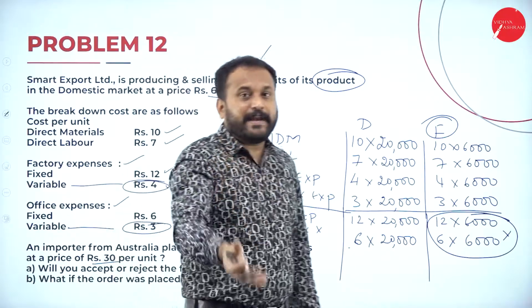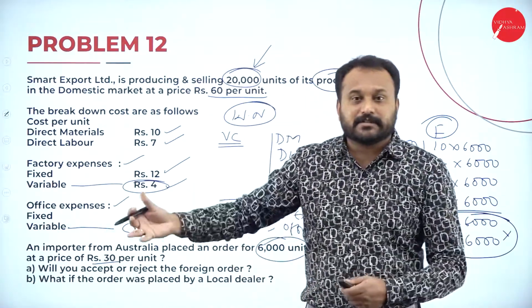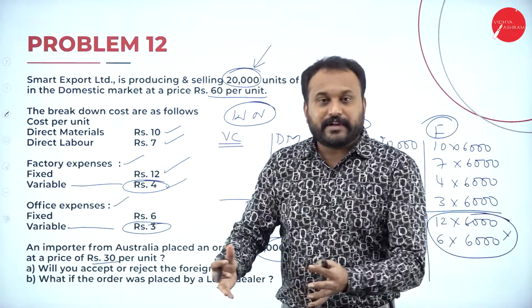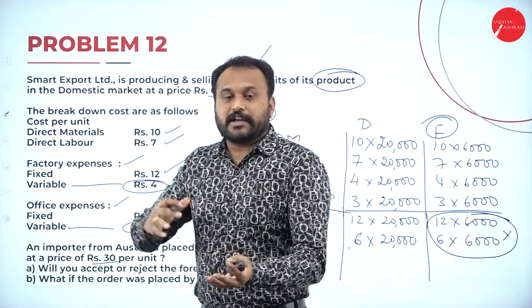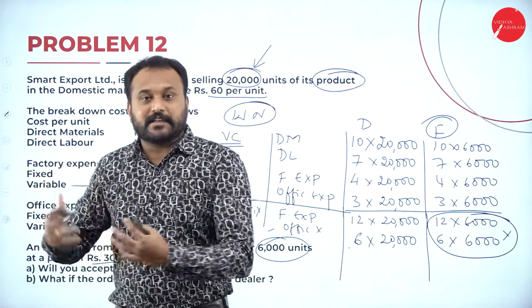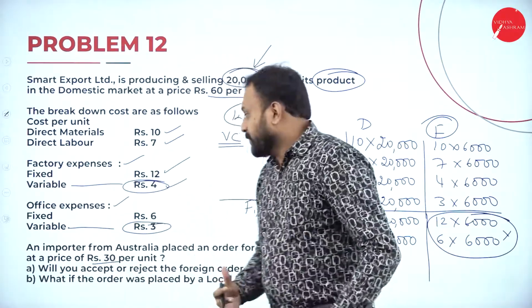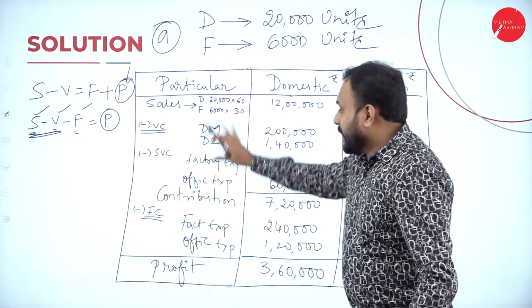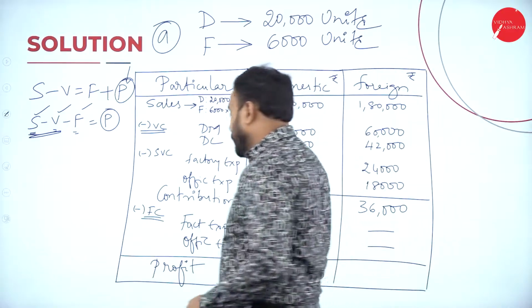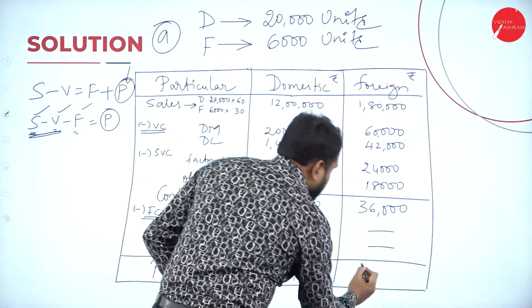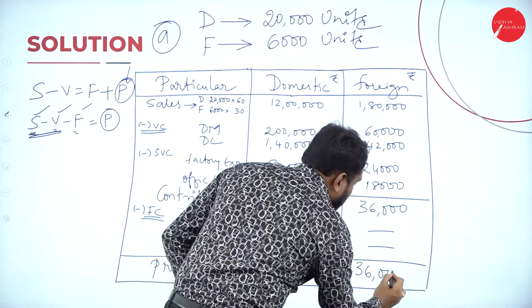Because already we have paid in the domestic while I am manufacturing 20,000. Extra 6,000 if I manufacture, why should I pay my fixed cost? Already I have paid my rent, I have paid everything. I'll not pay anything else. Now understand the format. Now I got domestic here. What is my profit if I sell my foreign? That is the same contribution, 36,000.